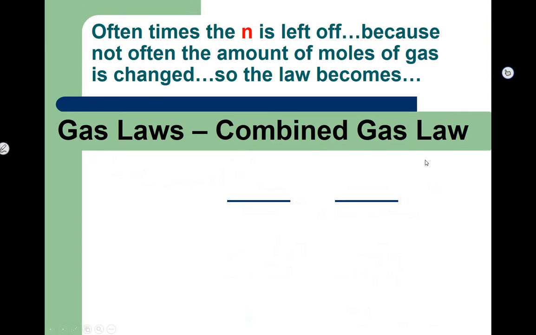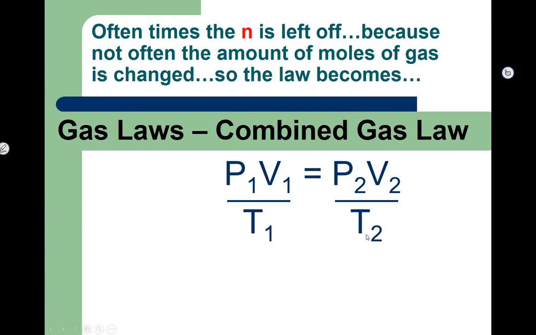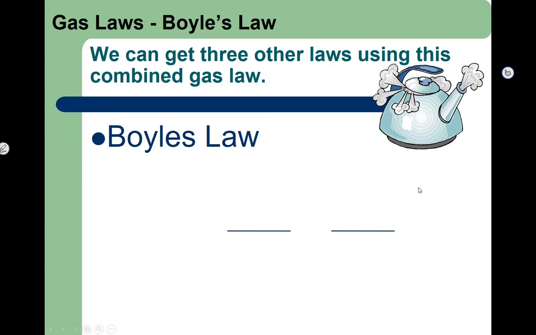But oftentimes, in the combined gas law, we drop out N, because N is hard to change, and it's a lot easier just to leave it constant. So most of the time you'll be using the combined gas law like this, where N drops out. All right. The next law is Boyle's.